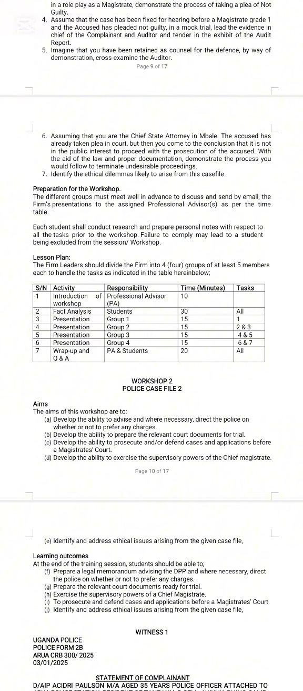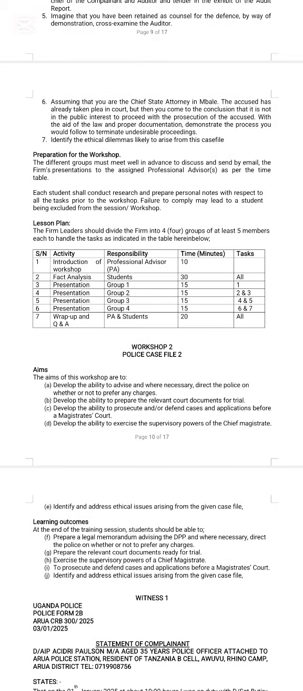Assuming that you are the Chief State Attorney in Bari, that the accused has already taken plea in court, but you come to the conclusion that it is not in the public interest to proceed with the prosecution of the accused. With the aid of the law and proper documentation, demonstrate the process you would follow to terminate the proceedings. So basically, here we call it the nolle prosequi, or the powers of the DPP to withdraw these proceedings. Of course, from Article 120, we can see the DPP has powers to withdraw cases in the public interest and also to enter a nolle prosequi. So basically, that's what we shall be looking at.